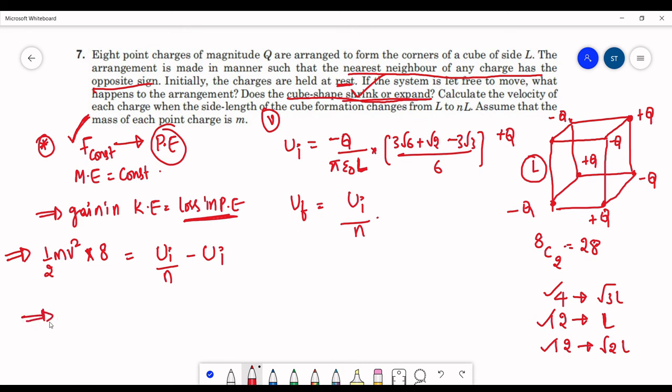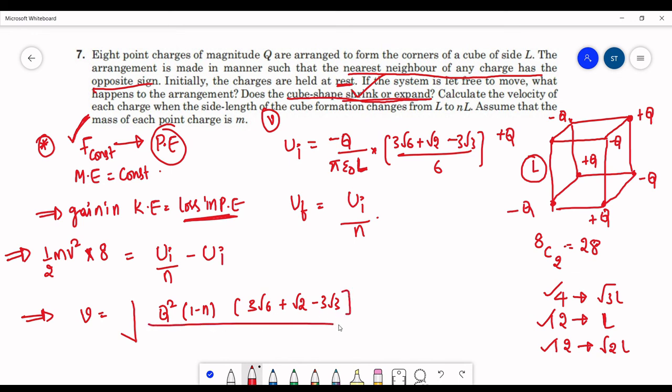The final velocity will be equal to the square root of q squared into (1 minus n) into (3 root 6 plus root 2 minus 3 root 3) upon 4 n pi epsilon naught into L into root 6.